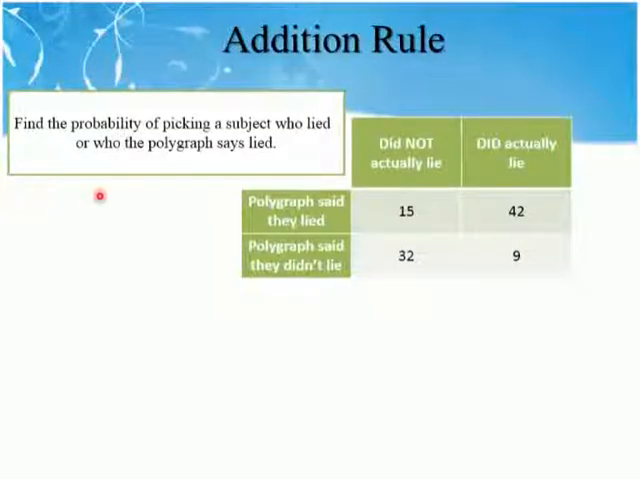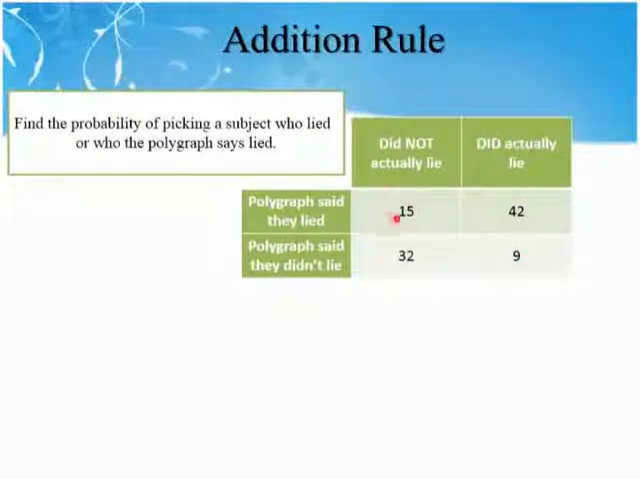Here's an example. So we want to find the probability of picking a subject who lied or who the polygraph says lied. So if we break this table down here, the first row are the people who this polygraph test says they lied. In the second row, the polygraph said these people did not lie. Now, whether or not they actually lied is given to us by the columns. So in the first column, we have the people who did not actually lie, 15 and 32. And in the second column, we have the people who actually did lie, 42 and 9.